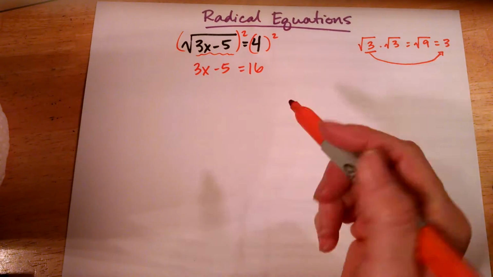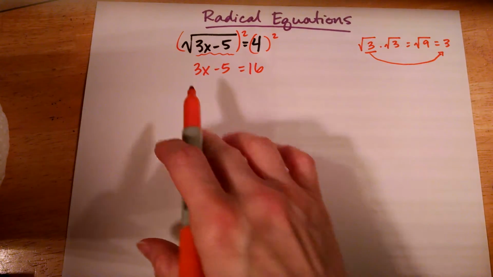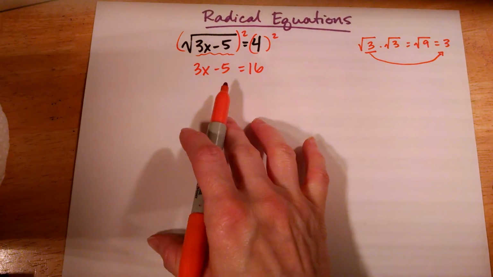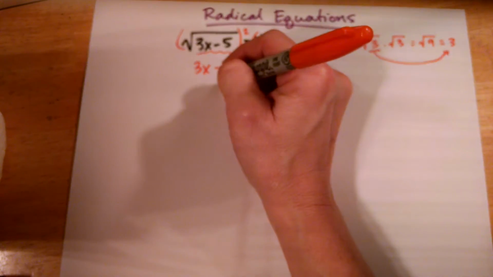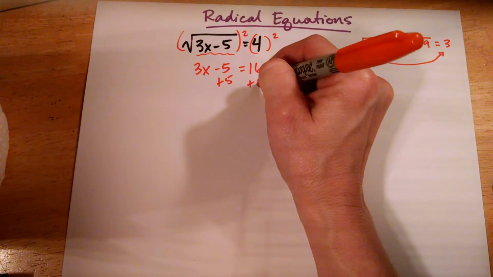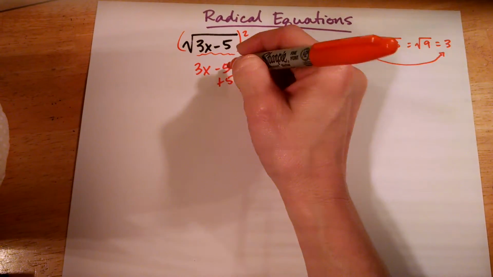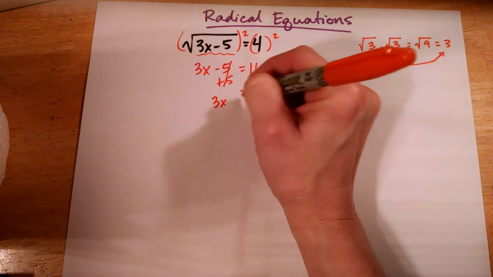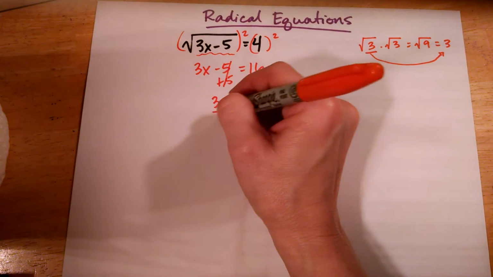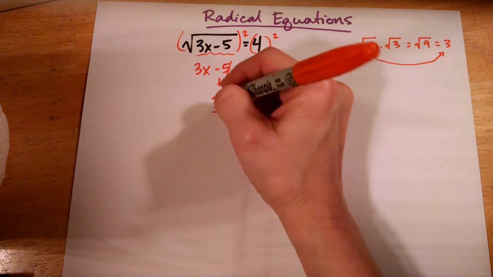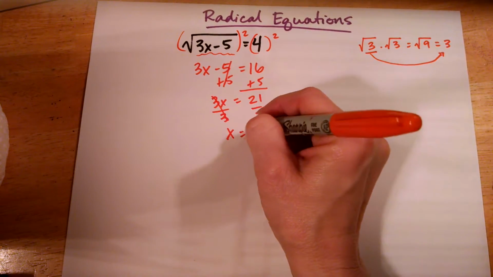Okay, now look at that. We've got a regular equation that doesn't have a funky radical in it at all. So now we can solve for x. So I'm going to add 5 to both sides. That's going to be 21. And 3x equals 21. Divide both sides by 3. And we have x equals 7.